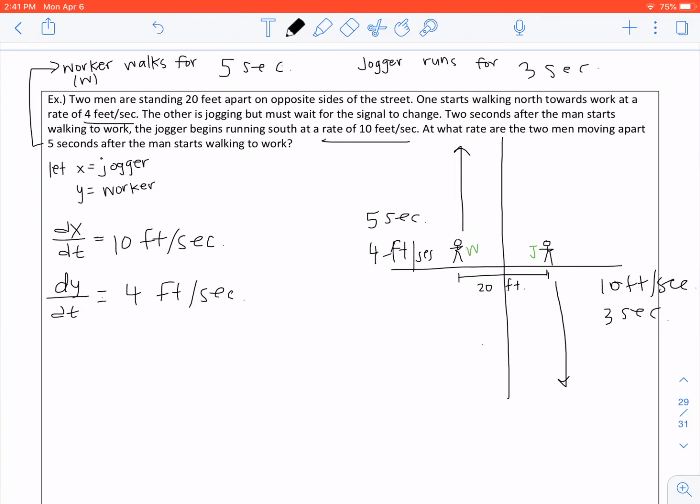So it wants us to find at what rate are the 2 men moving apart 5 seconds after the man starts walking to work. So that distance in between the 2 men as they're moving apart is the diagonal distance here. And I'm going to call that Z. So it wants us to find dz/dt when our time is equal to 5 seconds.